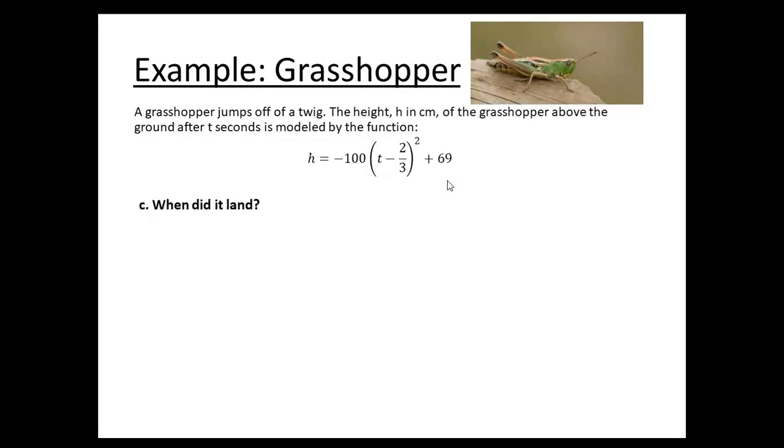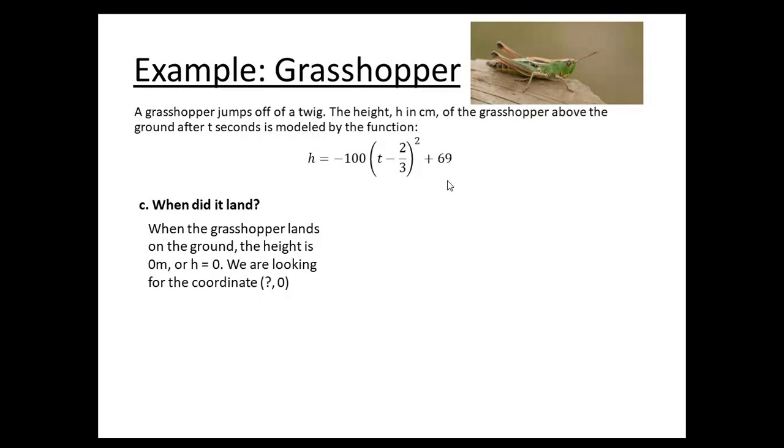Now, part C of the question. When did the grasshopper land? We know that when the grasshopper lands on the ground, the height is 0, or h is equal to 0. So now we're looking for the coordinate of some unknown number and 0. Let's substitute 0 in for h. 0 = −100(x − 2/3)² + 69.